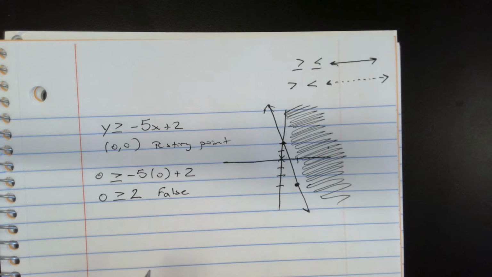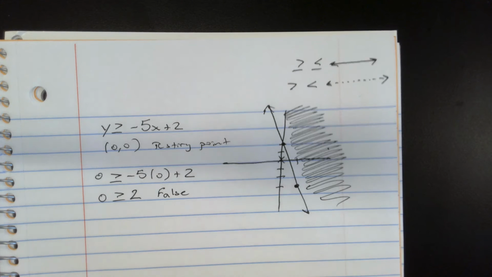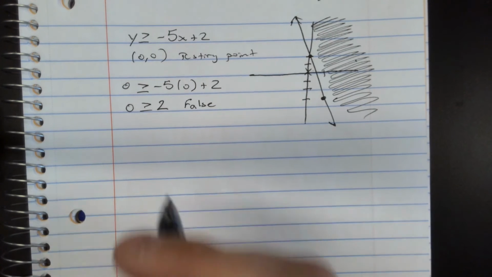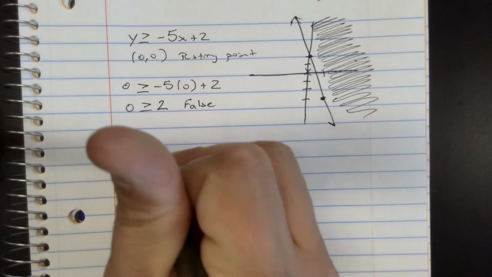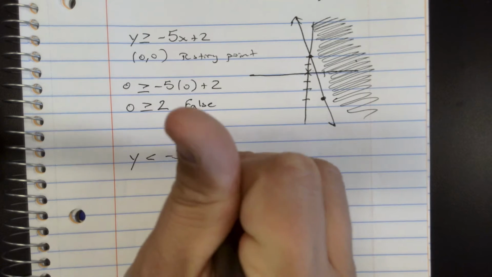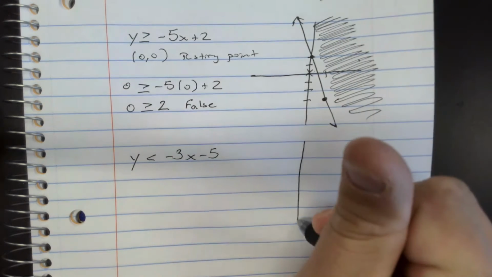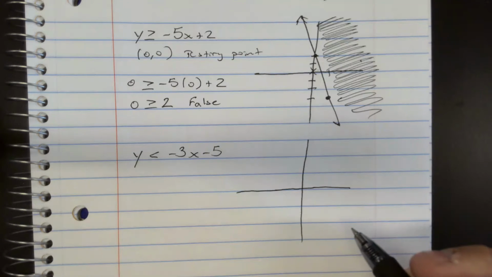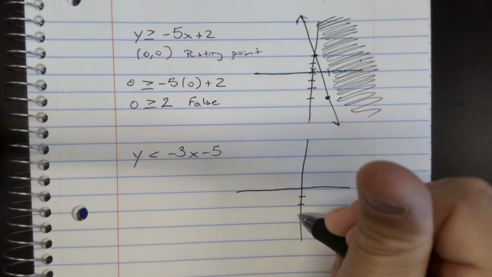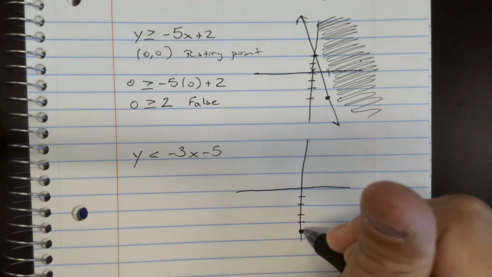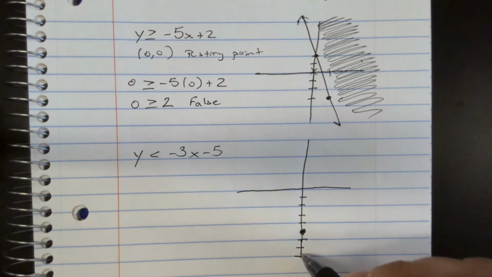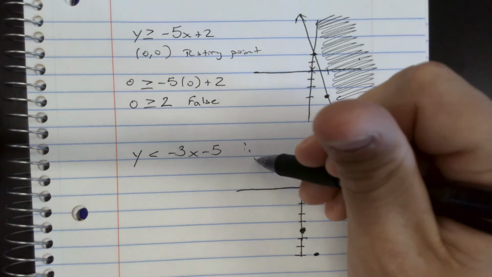Okay? So let's do another one real quick. So if we have y is less than negative 3x minus 5. So first thing is, it's a dotted line, right? So our y-intercept is negative 5. From there, we're going to go down 3, right 1. So this one's going to have a dotted line like this.